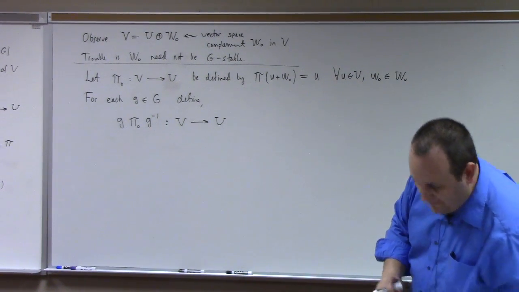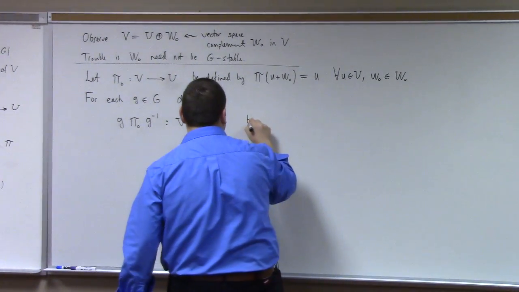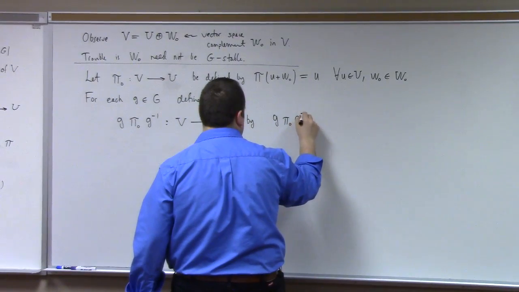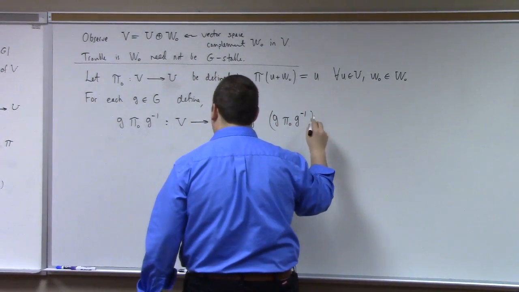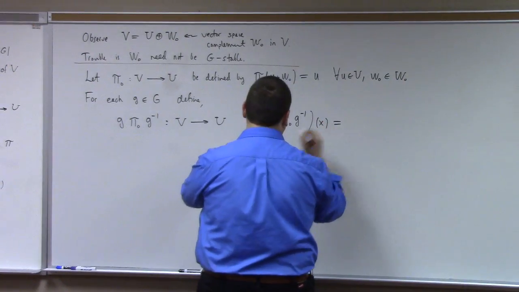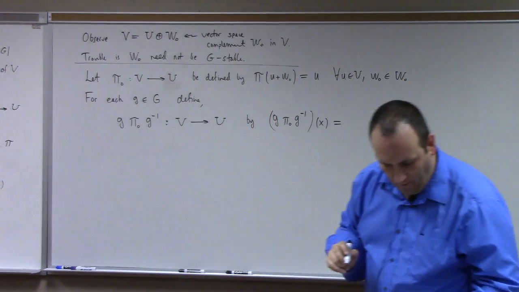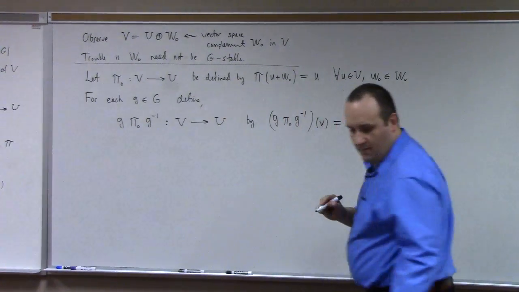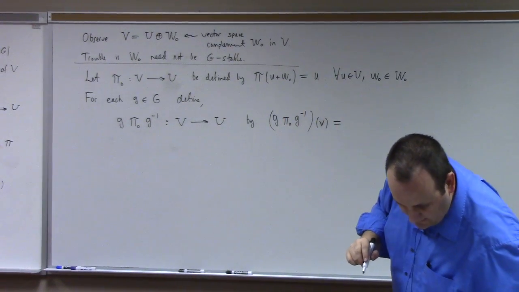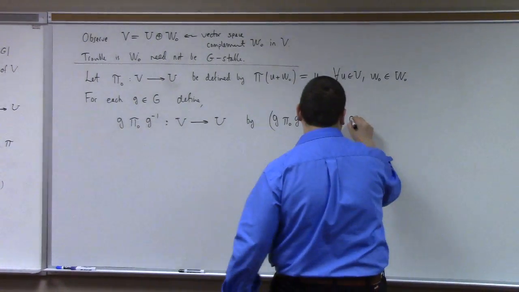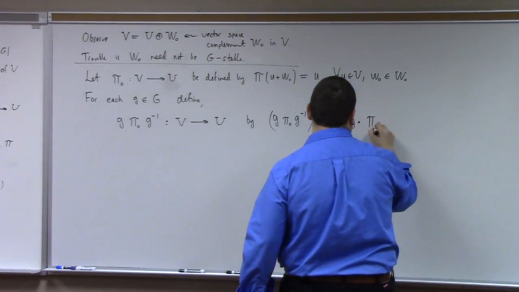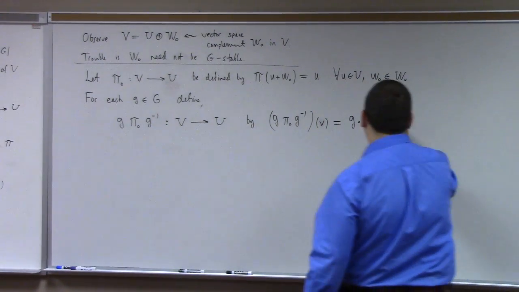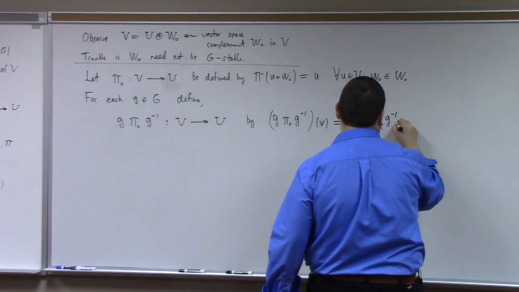Anyway, this hasn't been defined yet. So here, g pi naught g inverse of v equals, oh, he uses v, I'll use v, let me stop being weird: g dot pi naught of g inverse dot v.